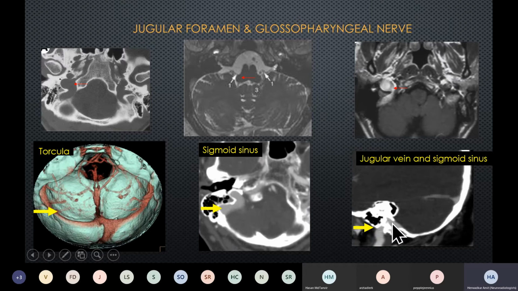And this is on the sagittal view over there. And this is just to show you the same anatomy on the MR scan. These are the glossopharyngeal nerves extending towards the petrous bone. This small area over here is actually the cochlear aqueduct. We were talking about the cochlear aqueduct and the cochlear duct last week.